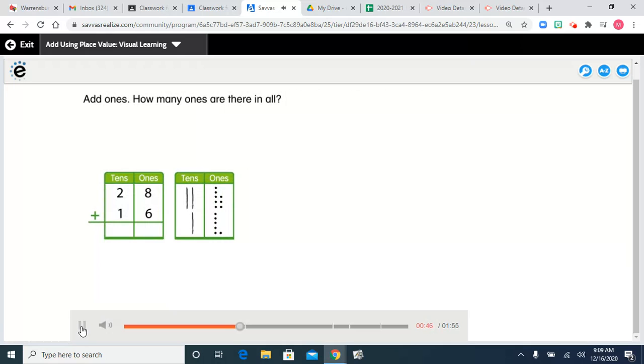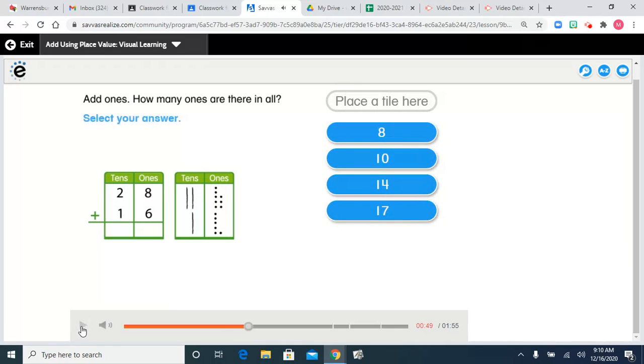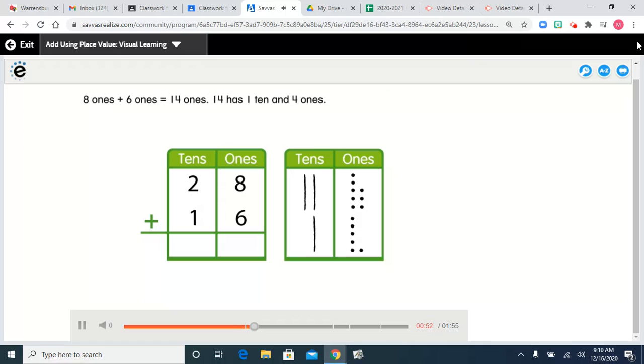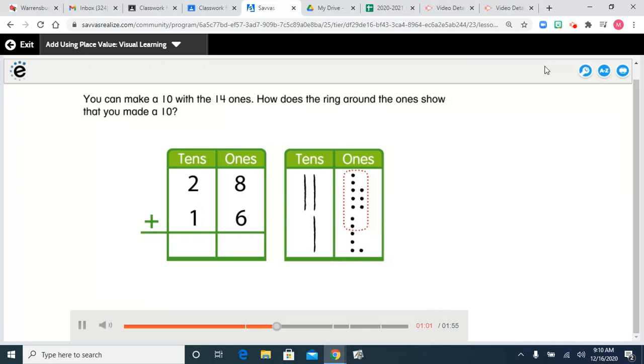Add ones. How many ones are there in all? Select your answer. Okay, so if we count up the ones, there are 1, 2, 3, 4, 5, 6, 7, 8, 9, 10, 11, 12, 13, 14. 8 ones plus 6 ones equals 14 ones. 14 has 1 10 and 4 ones. You can make a 10 with the 14 ones.